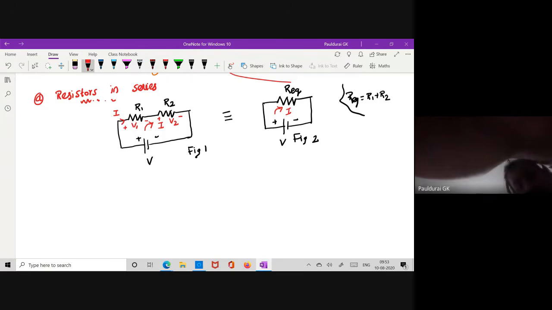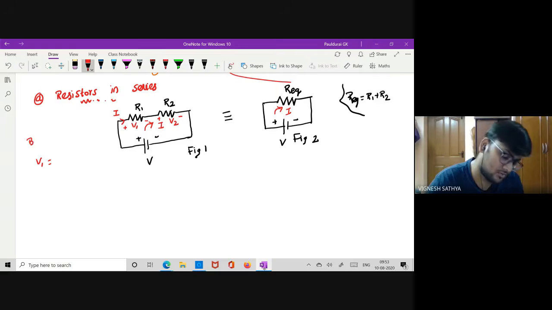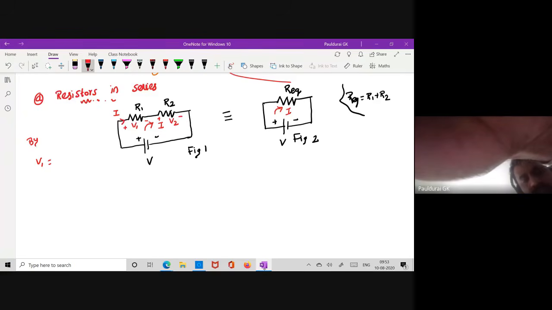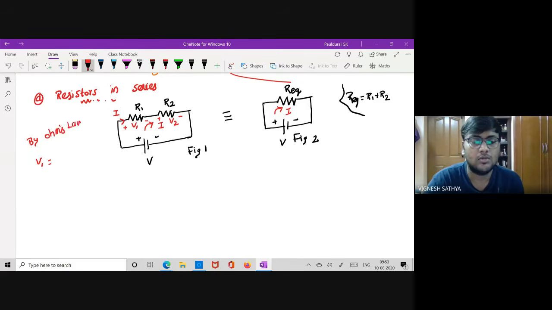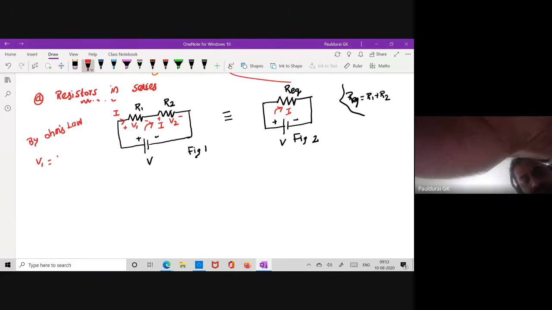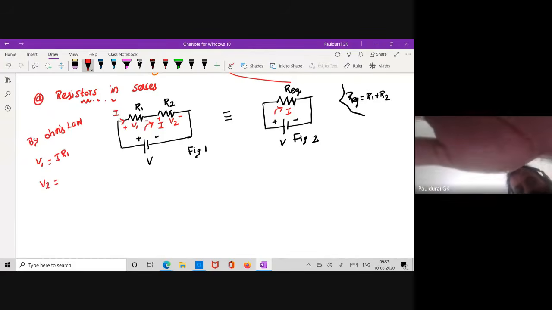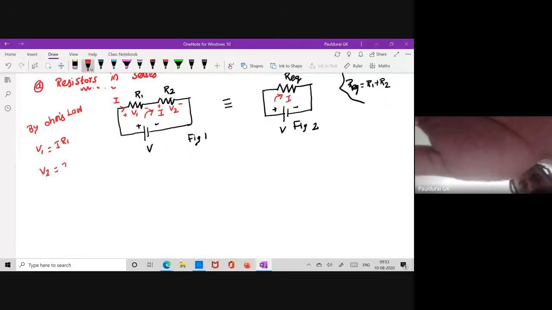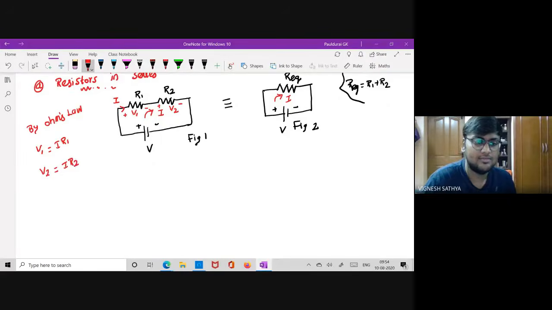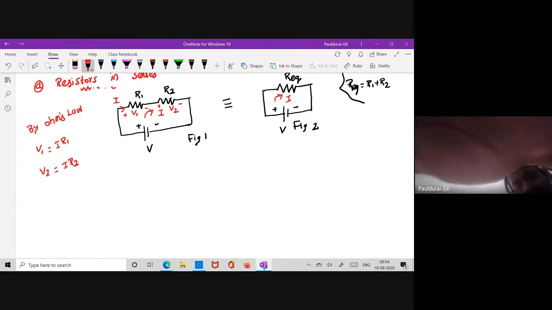Okay, so now what is the value for V1 from Ohm's law? Anyone? By Ohm's law, what is V1? IR1. Yeah, very good. What is V2? IR2. I times R2. Okay, now apply KVL.